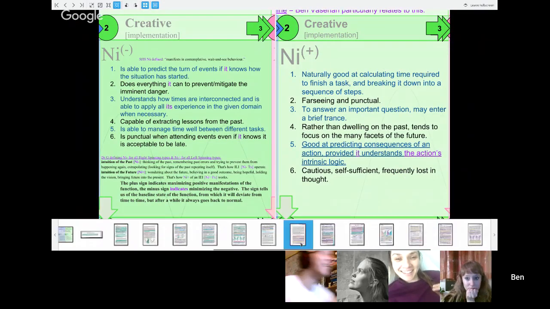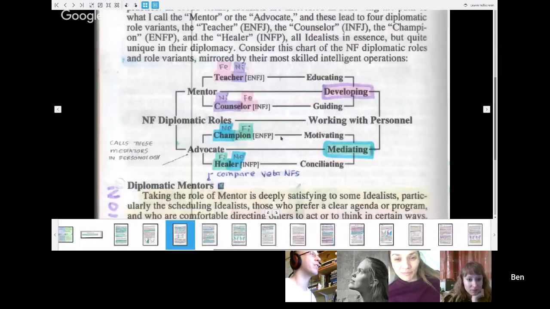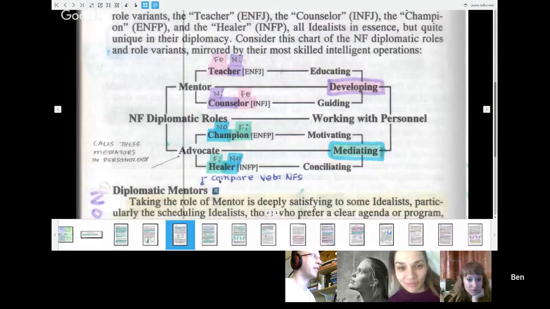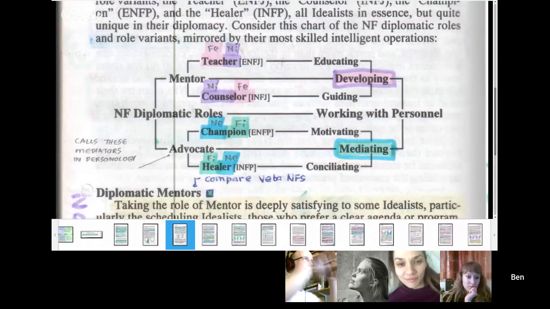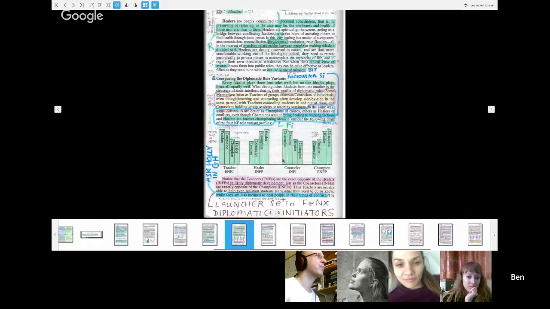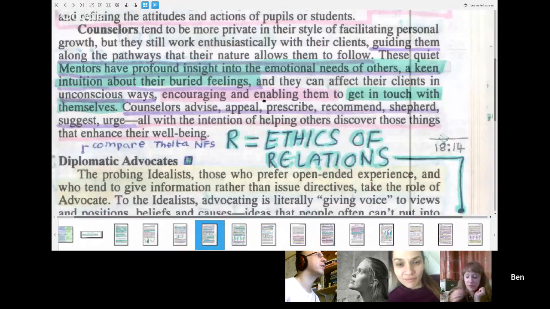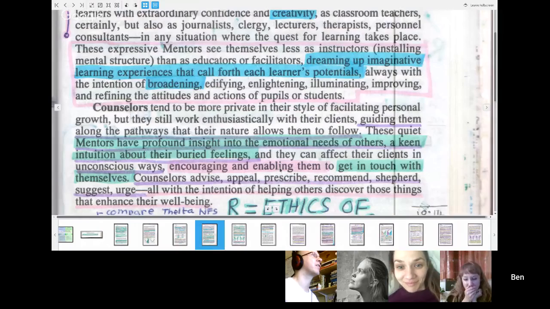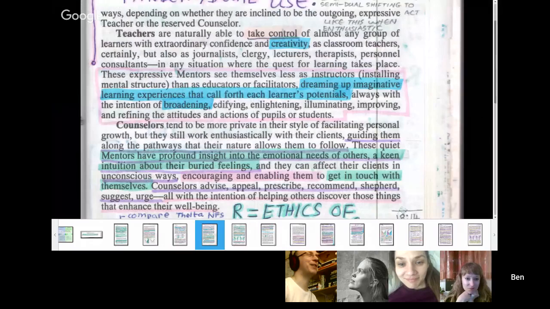So the diplomatic role variants. They're the directive roles, and they're the informing roles. So it's like seeing multiple options with the NE, the FI wanting to be on the same level and getting rapport, that kind of thing. But going towards role variants, for you it would be here, teacher idealist. There you go. Naturally able to take control.